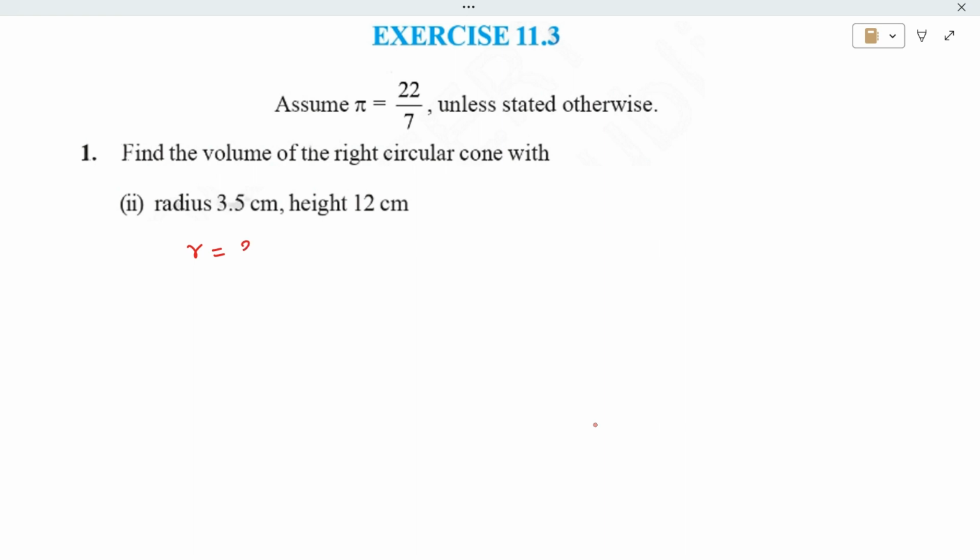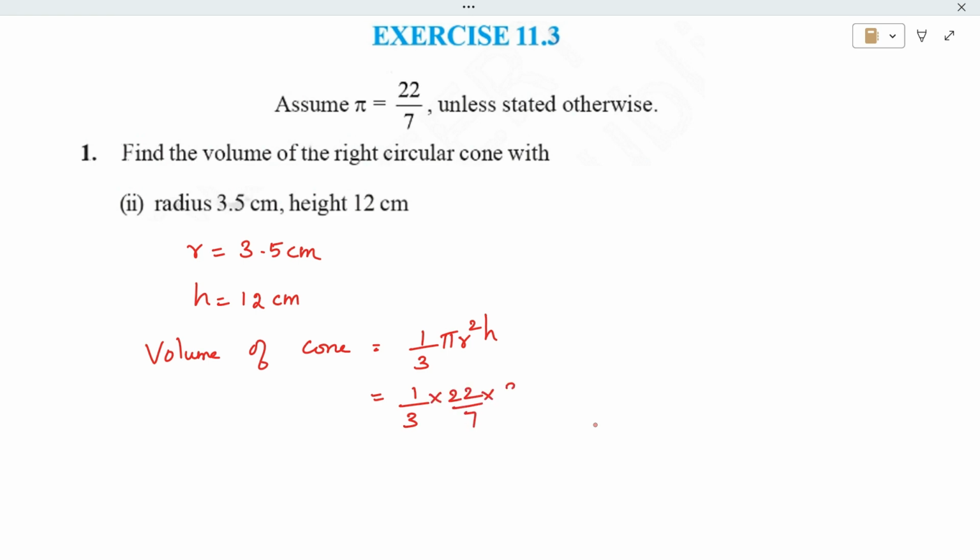Here radius is given as 3.5 centimeter and height is given as 12 centimeter. I need to find the volume. So first write the formula. Volume of cone is equal to 1 by 3 pi r square h. That is equal to 1 by 3 into 22 by 7 times 3.5 is r. So r square will be 3.5 times 3.5 into 12. So you can cancel 3 and 12 by 4 times, 7 and 3.5 by 0.5 times. So divide it and see.